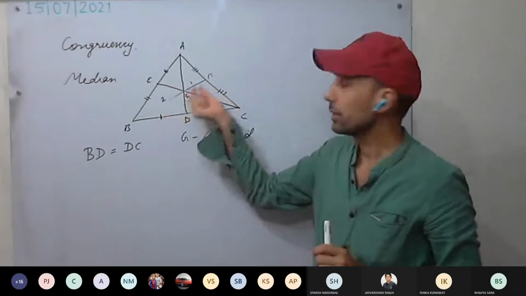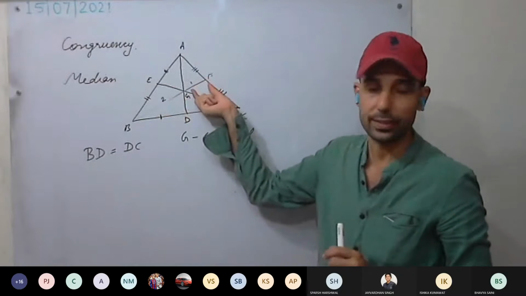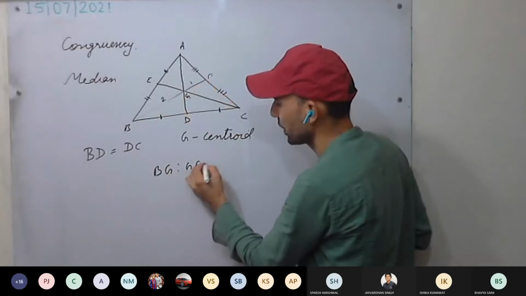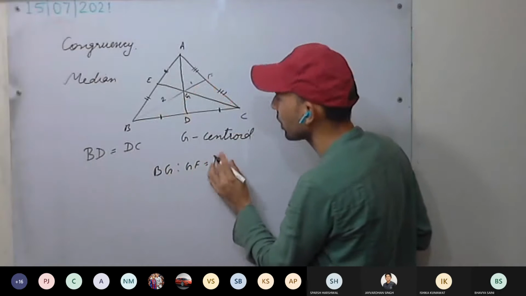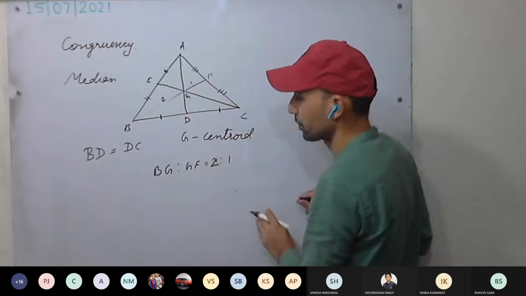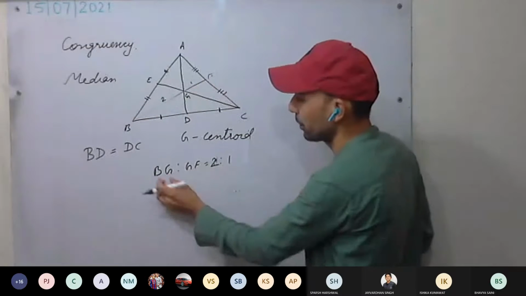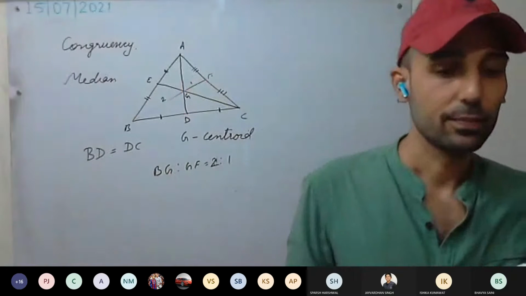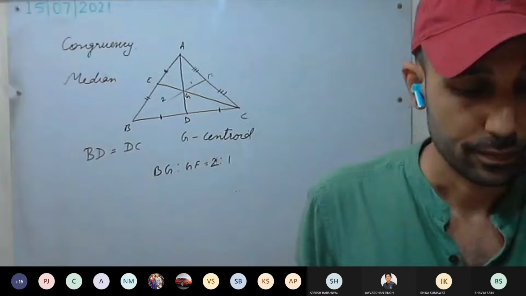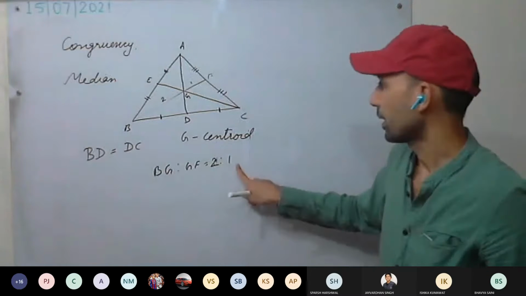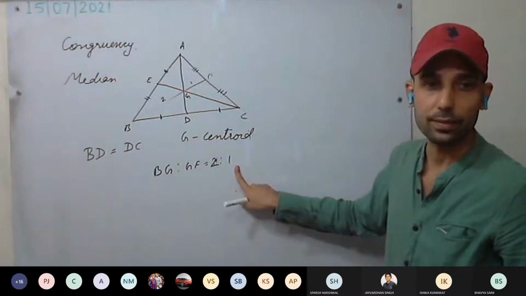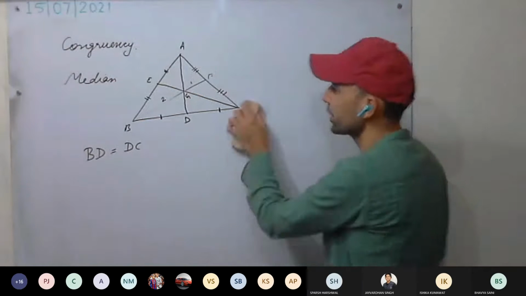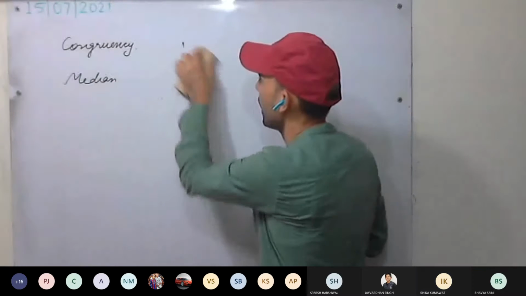If it is 4 centimeter, then this will be how much? 2 centimeter. This BG is to GF as 2:1. BG is double the length of GF. This is clear. This is with medians. You all have understood this one? Yes, sir. Okay. Next we discuss altitude.